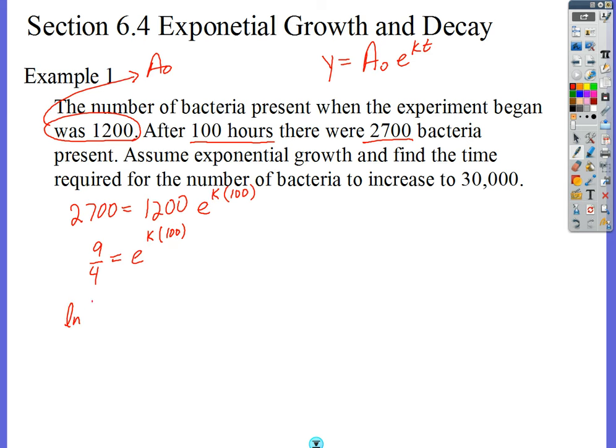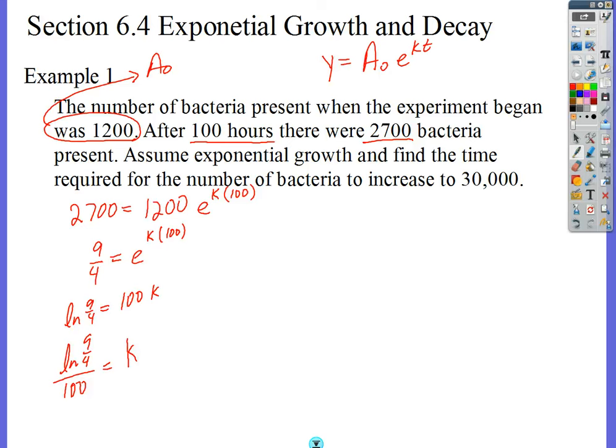So I get the natural log of 9 over 4 is equal to 100k. And then I go ahead and I plug into here. And this is the natural log of 9 over 4 over 100 is equal to k. And now some of you are going to be really tempted to grab your calculator right away and put this in and find a decimal approximation. Wait. Don't do that now. Wait until the very end, okay, of your problem, and then do it at that point. Okay? We're not at the end yet.